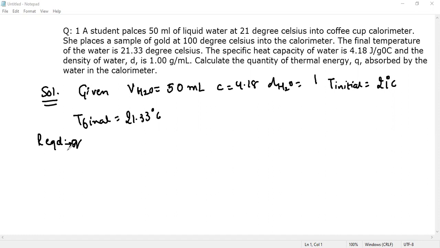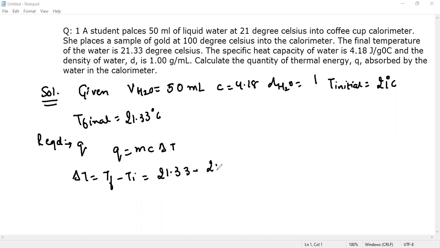Now we know the formula. Q is equal to mc delta T. So the formula of Q we just learned is mc delta T. Now delta T we can easily calculate. So delta T is T final minus T initial, right? Final is given, initial is also given. We will just plug in the values: 21.33 minus 21 degrees Celsius, which is 0.33 degrees Celsius. So this is the delta T.